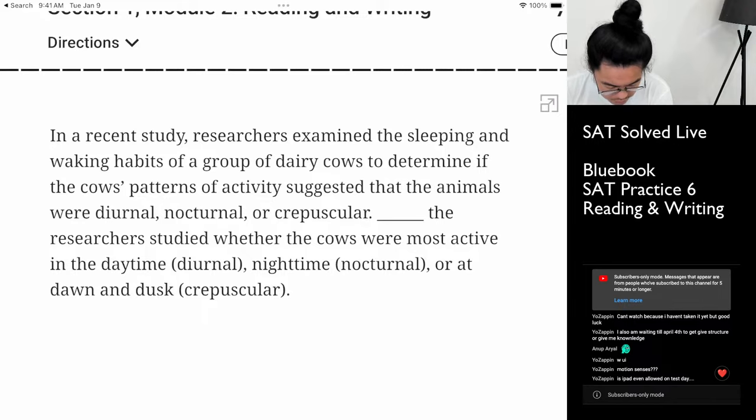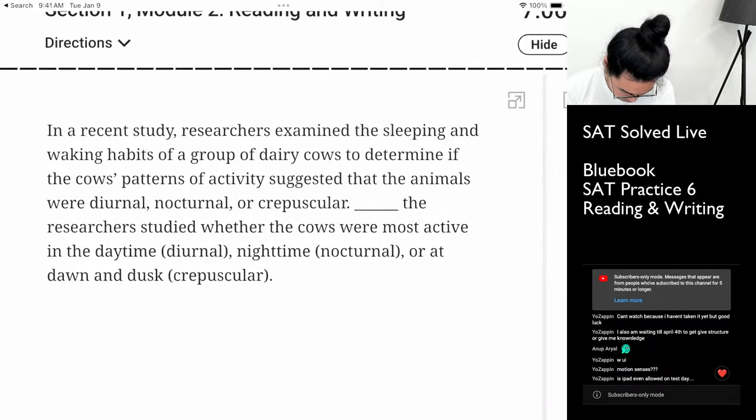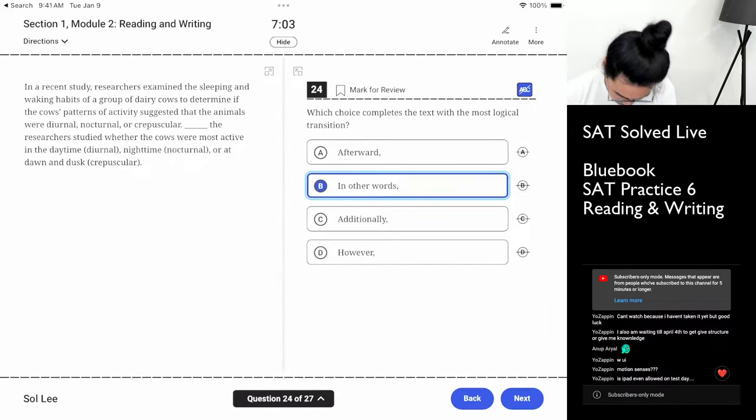To determine if the patterns suggested diurnal, daytime, nocturnal, okay. Specifically, they study whether, yeah. In other words, sure.